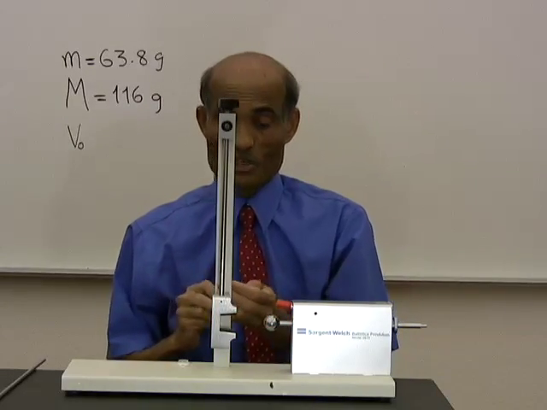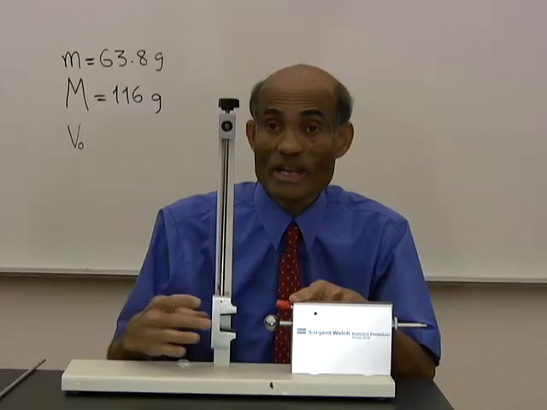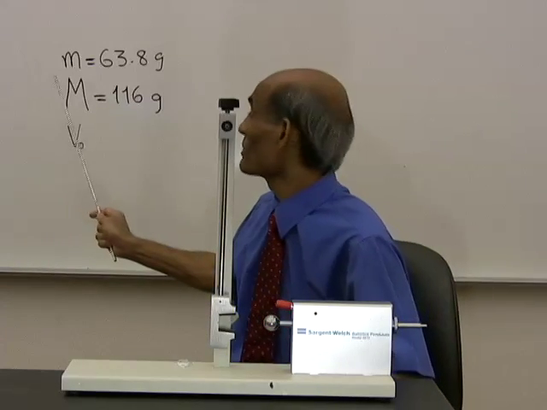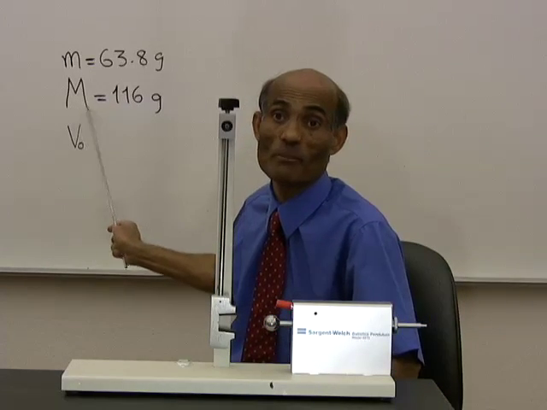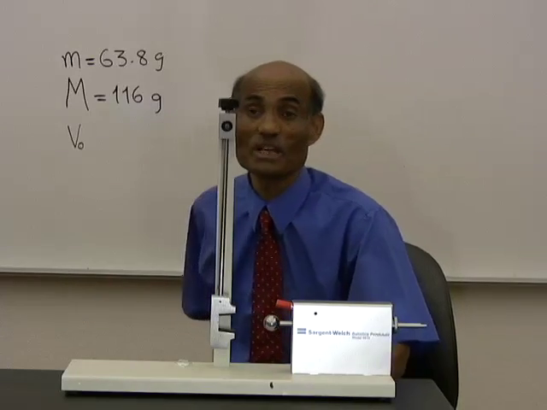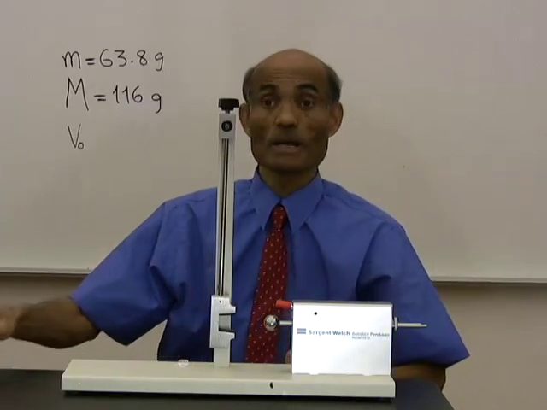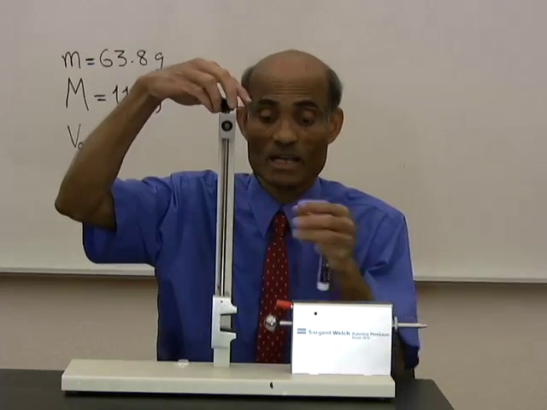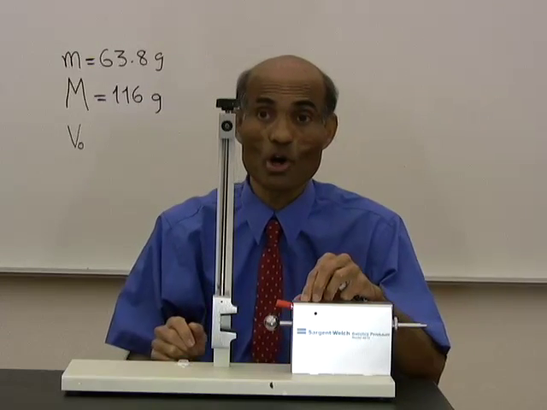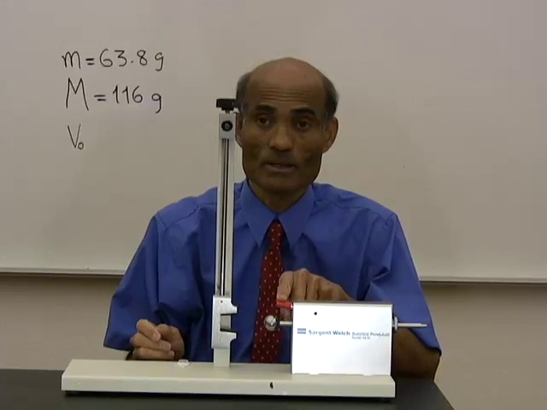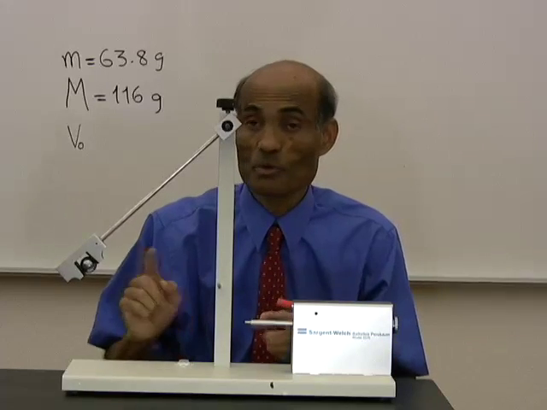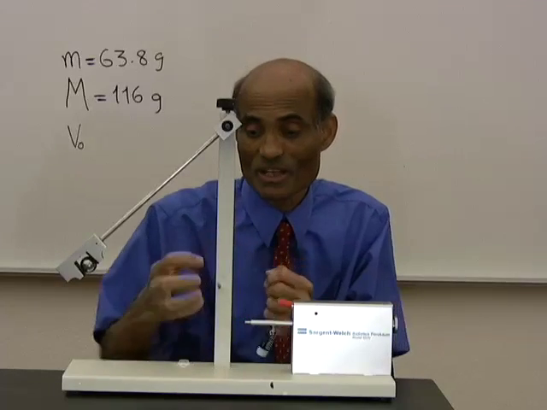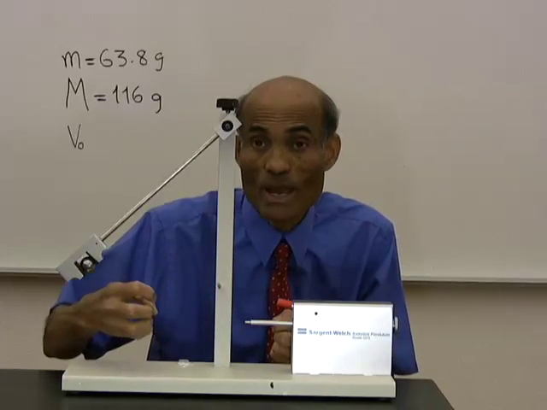Now, what we will do is fire this ball into a pendulum assembly. The mass of the pendulum assembly is represented by the uppercase M, and it is 116 gram. Alright? We will fire this ball into the pendulum assembly, and watch what happens. There you are. Now, the ball and the pendulum collided perfectly inelastically and the system moved away.